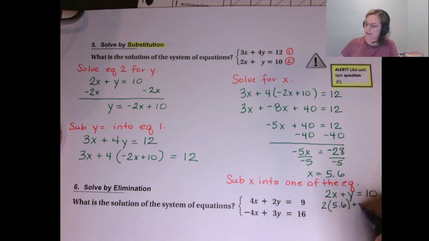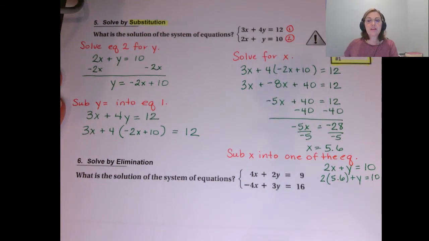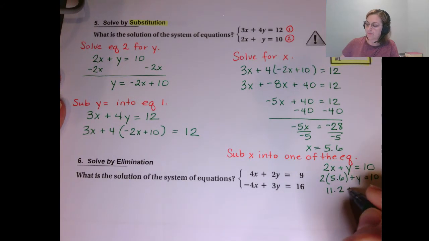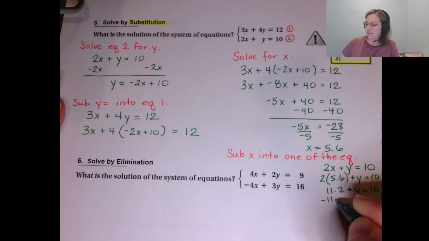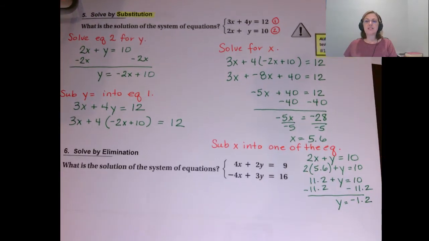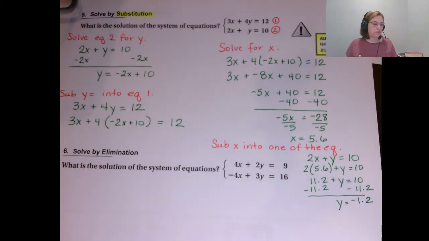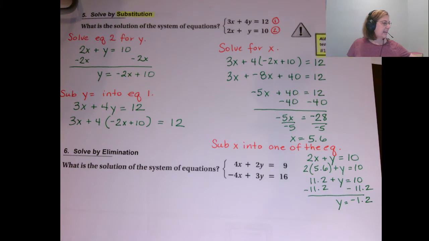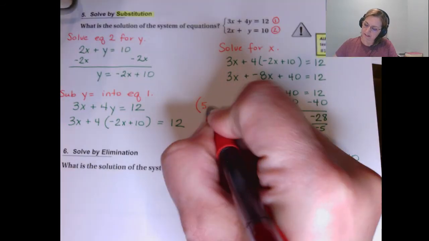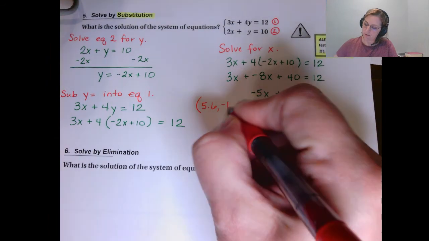Again, I put it in the parentheses. And let's see, 2 times 5.6 will give me 11.2. And then we can subtract 11.2 from both sides so that y equals negative 1.2. Move that so you can see that there. Now I have the full answer. I have both x and y. And so I'm going to write my answer right here in the middle. I got x first, 5.6, and then y, negative 1.2.